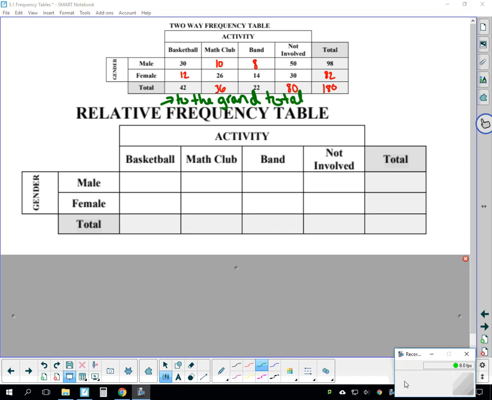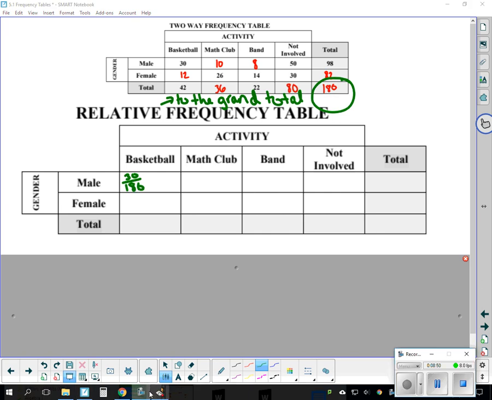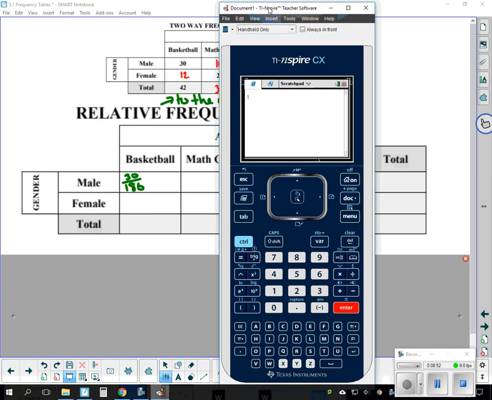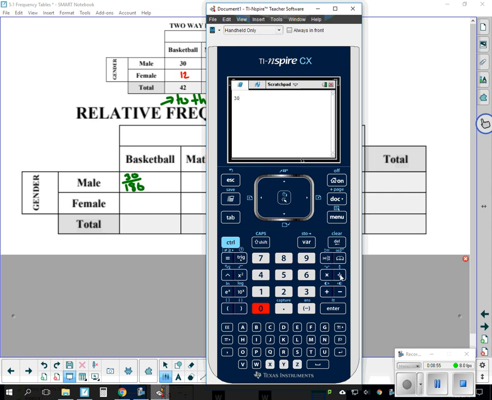What you're going to have to do is take each of these numbers in our frequency table and divide it by the grand total. Okay, so that makes it relative to the grand total. 30 male basketball, but we would now have to divide that by 180. And if I do that, 30 divided by 180, we want these as decimals. So we're going to divide it in our calculators. Okay, so 30 divided by 180.